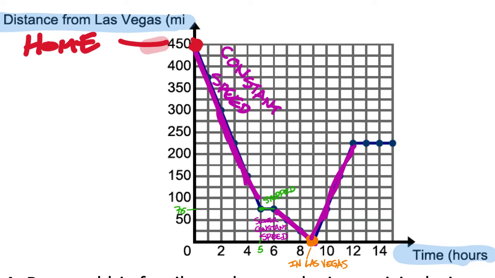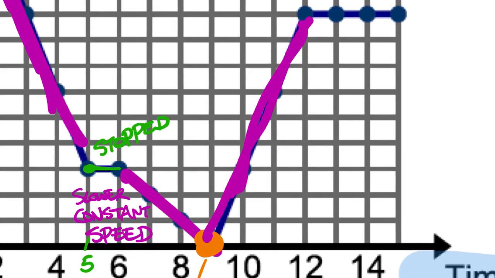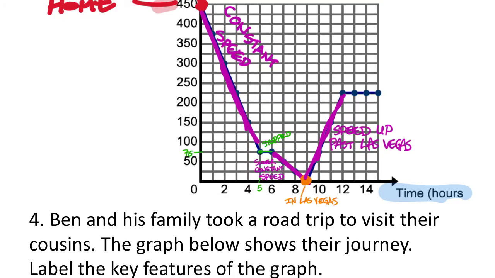And I'm not going to calculate that exact speed because I don't really care. We're just analyzing this graph. So then they speed up at this point, but they're going past Las Vegas. So they go past Las Vegas. That's what I'm going to say. And it's up to this line right here, which is at 225 miles.